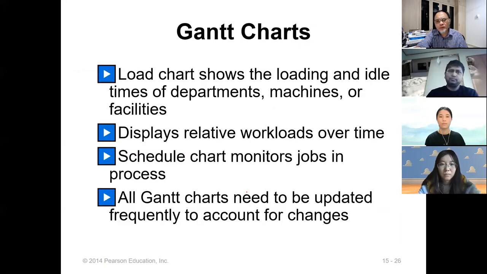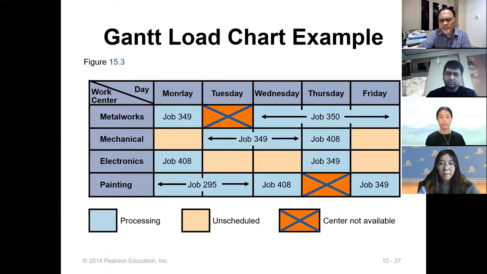This is very common. Have you heard of Gantt charts before? A Gantt chart is a scheduling tool. It is a loading chart whereby you show the loading and idle time of machines and departments. It's just a schedule. Without realizing it, probably you know this is called a Gantt chart. It displays relative workloads over time. You know, Monday, Tuesday, Wednesday, Thursday, Friday. This is a schedule, but it is actually a Gantt chart.